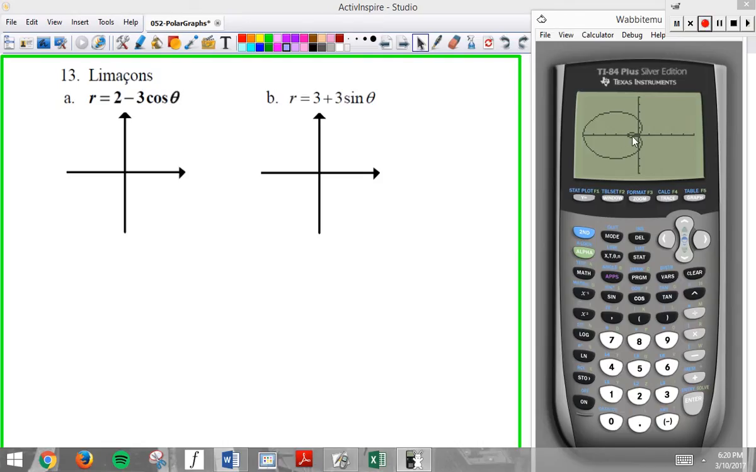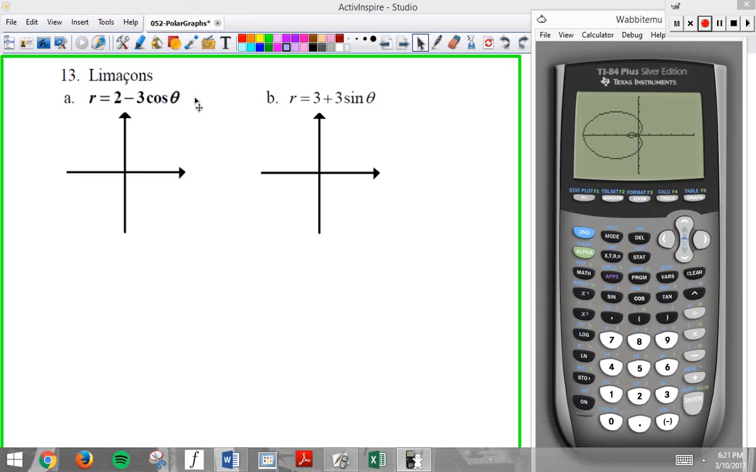What do I notice? This is out 1, 2, 3, 4, 5. It's pretty much out 5. How can I tell it will be out 5? 2 plus 3. Why 2 plus 3? This says minus 3, Mr. Leven. Oh, well, allow me to tell you. 2 minus 3 cosine eventually will become negative 1, and it'll be a radius of 5. When will cosine become negative 1? When theta is pi. Angle pi, radius 5. That's why it's out by 5.